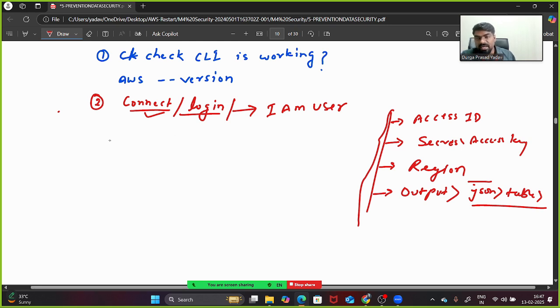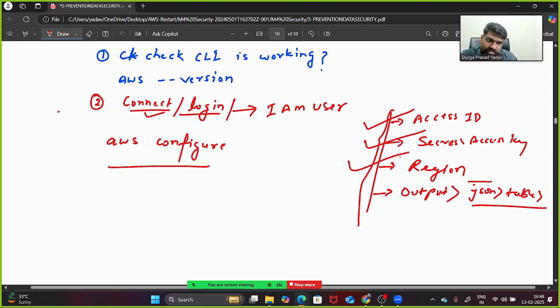And now what will be the command? The command will be AWS space configure. If you run this command, first of all it will ask for the access ID. You will give the access ID, then enter. Then it will ask for the secret access key, give the secret access key and enter. And then the region, you have to give the region in this format, like US West, US East, Asia Pacific, like that we have to write the region. And then the output, JSON or text or table, you can just write here.